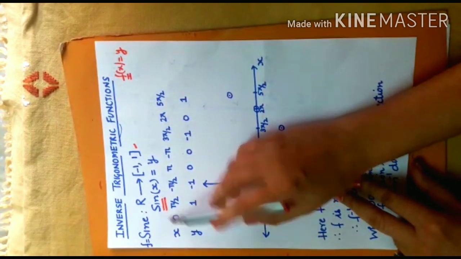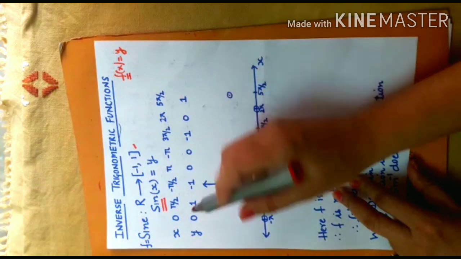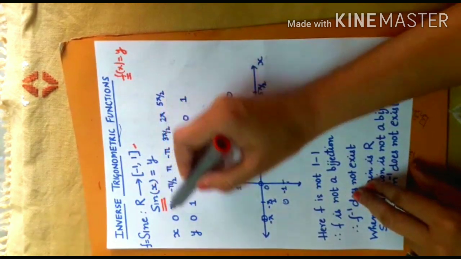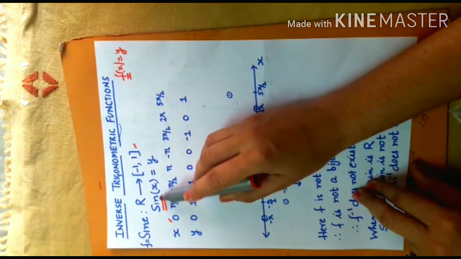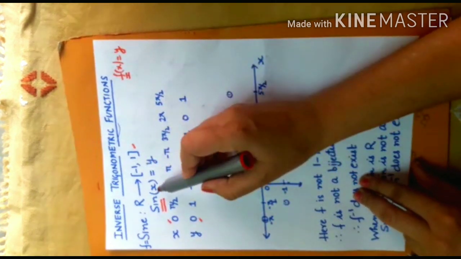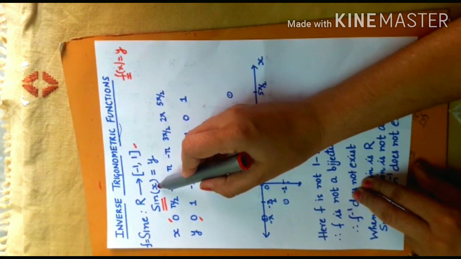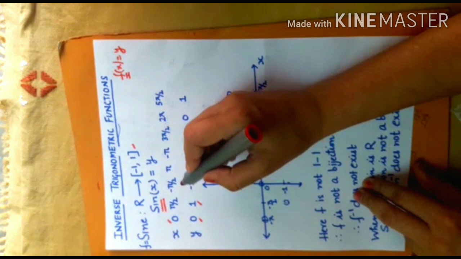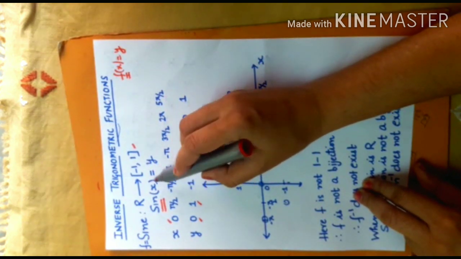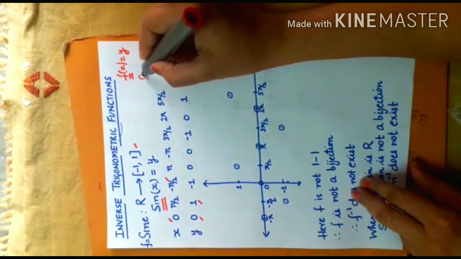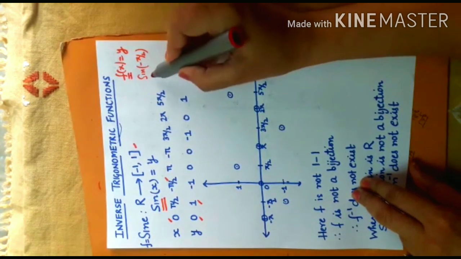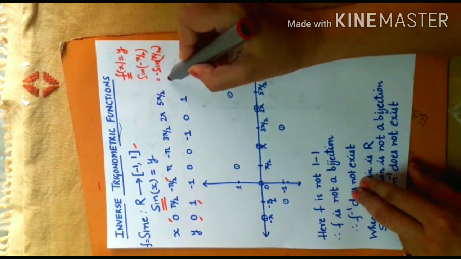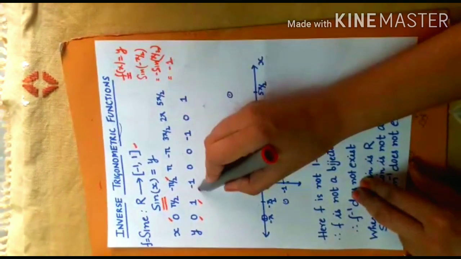Now first let us see the graph of the sine function, and to plot the graph of the sine function I have taken some points. If I take x equals to 0, then y is sine x, and we know that sine 0 is 0. If I take x to be pi by 2, that is 90 degree, so y will be sine pi by 2 or sine 90 degree, which is 1. And if I take x to be minus pi by 2, then sine of minus pi by 2. We know that sine of minus theta is minus sine theta. So it is minus sine pi by 2, which will be negative 1.